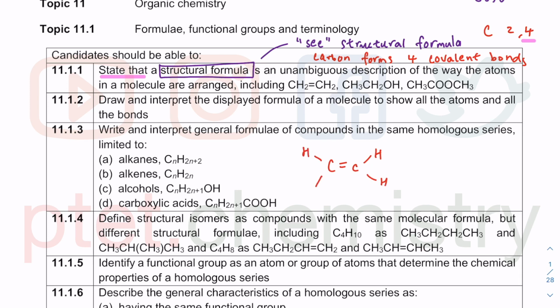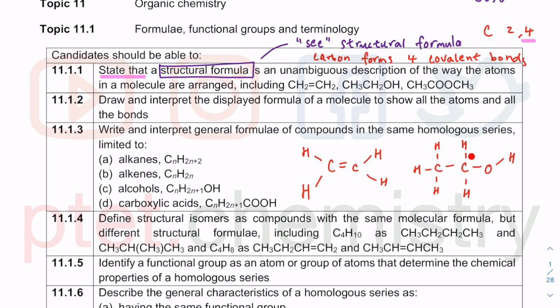This is not dot and cross. These are called display formula, where I display all the covalent bonds. Each of these lines represents 2 electrons, which you can convert to dot and cross easily. The next bit, CH3, CH2, OH. You can see the carbon forms 4 covalent bonds, 1, 2, 3, 4, 1, 2, 3, 4.